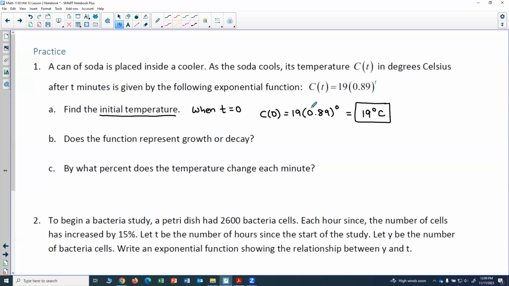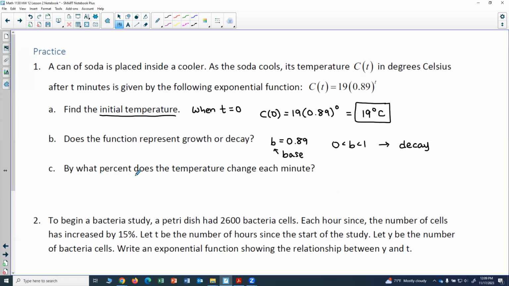Does the function represent growth or decay? So we know that our b is 0.89. When we talk about b, we're talking about the base. And anytime b is between 0 and 1, that tells us that we're dealing with exponential decay, meaning that we'll have a decrease in the amount every time.